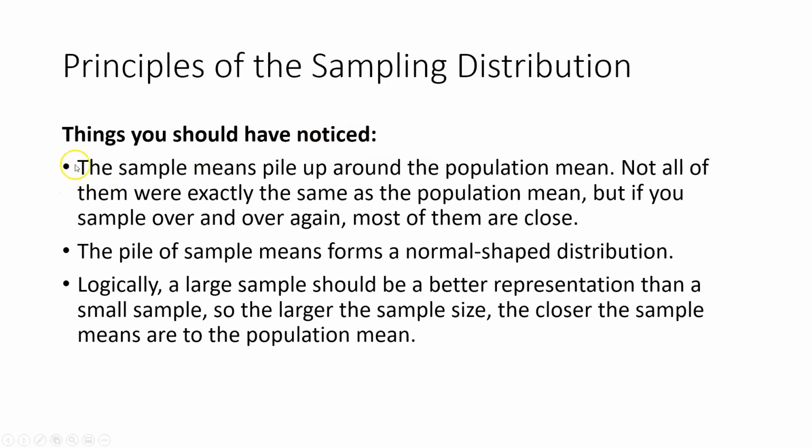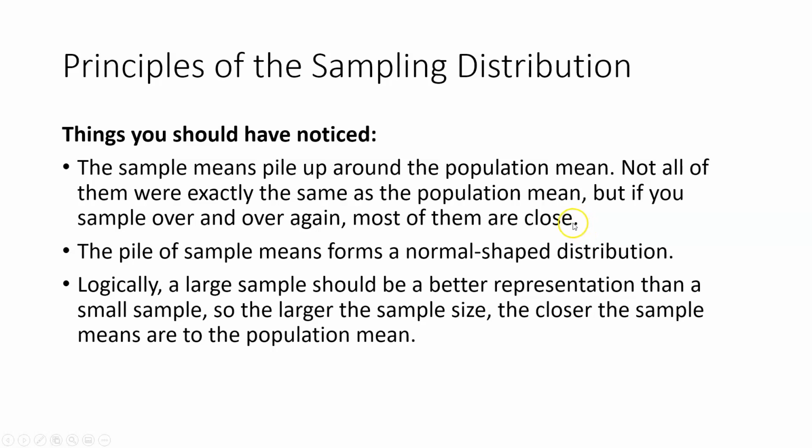And I'm going to remind you of a couple of things we just learned. The sample means in that blue distribution piled up around the population mean. Not all of them were exactly the same as the population mean, but if you sample over and over and over again, most of them are pretty close. Sometimes they're far away from the population mean.